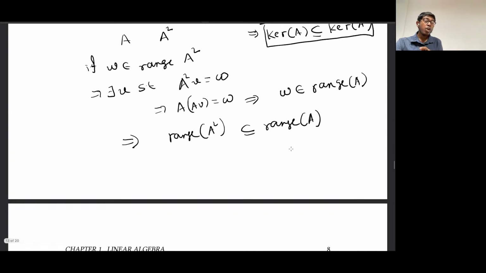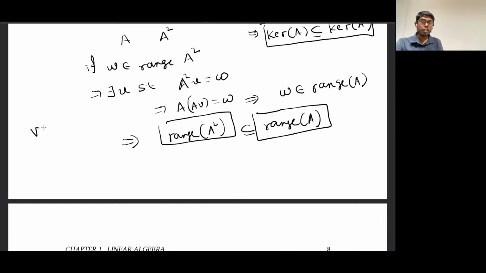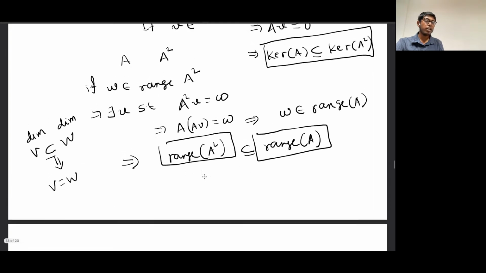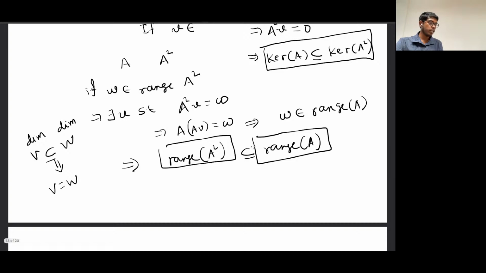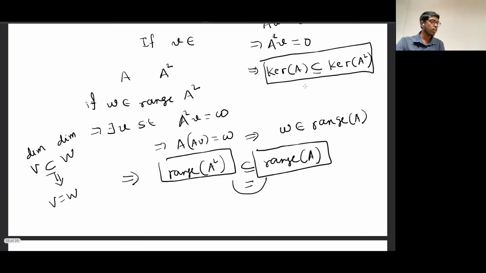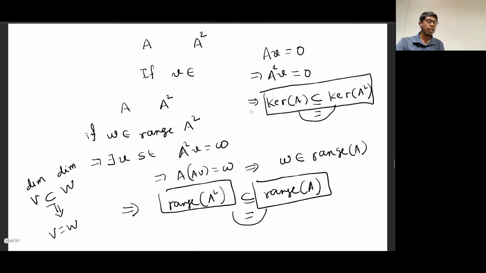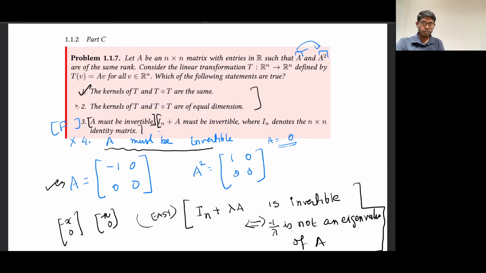Okay, yeah. So the range of A square is contained in the range of A, and this is a vector space, and this is also a vector space. If you have two vector spaces V and W, and one is contained in the other, and both have the same dimension, then this implies that V equals W. So here, since the rank of A and A square is the same, these two are the same. Similarly, the nullity will be the same, and hence the kernel will also be the same by the same logic. Okay, and therefore these two options are true.